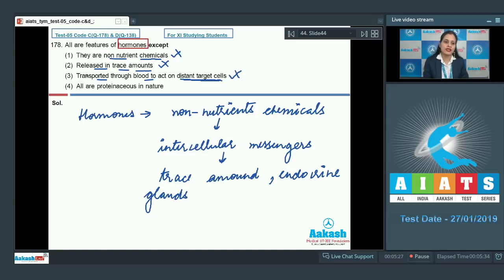The last option is all are proteinaceous in nature, and as it is an incorrect statement, so this is a correct answer to our question because all hormones are not proteinaceous in nature. There are some hormones like estrogen, progesterone, cortisol which are steroidal in nature, and some hormones such as adrenaline, they are amino acid derivatives. So all hormones are not proteinaceous in nature, and the correct answer to this question is option number 4. Let's discuss our next question.